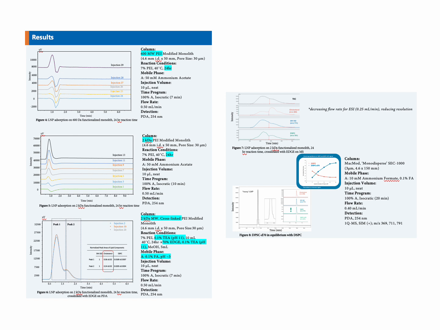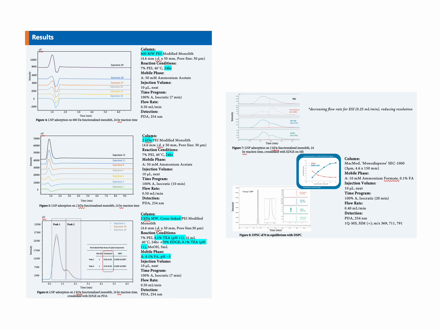In Figure 4, the column we use is a 600 molecular weight PEI monolith that was reactive for 24 hours. The LNP eluted before the dead time, which is what we wanted. However, the peak areas for the LNP increase after each consecutive injection, indicating that there is absorption of LNP onto the column.